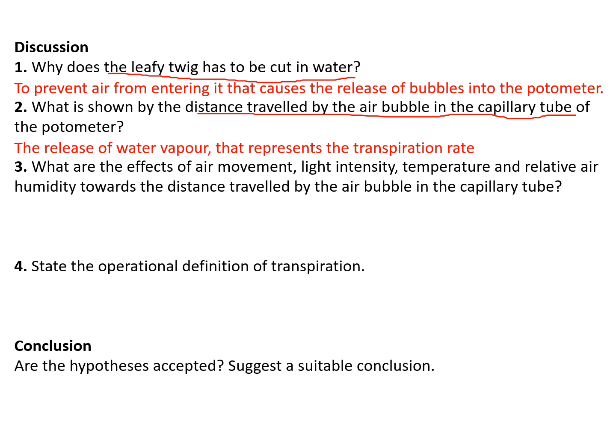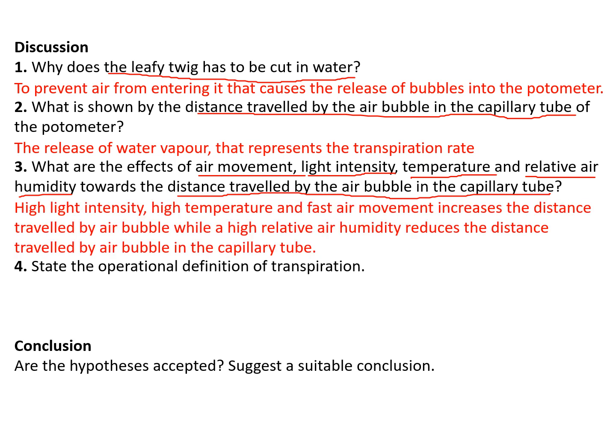Question number 3. What is the effect of air movements, light intensity, temperature, and relative air humidity towards the distance traveled by a bubble in the capillary tube? Air movements, light intensity, temperature increase the distance traveled by a bubble, while high relative air humidity reduce the distance traveled by a bubble in the capillary tube.